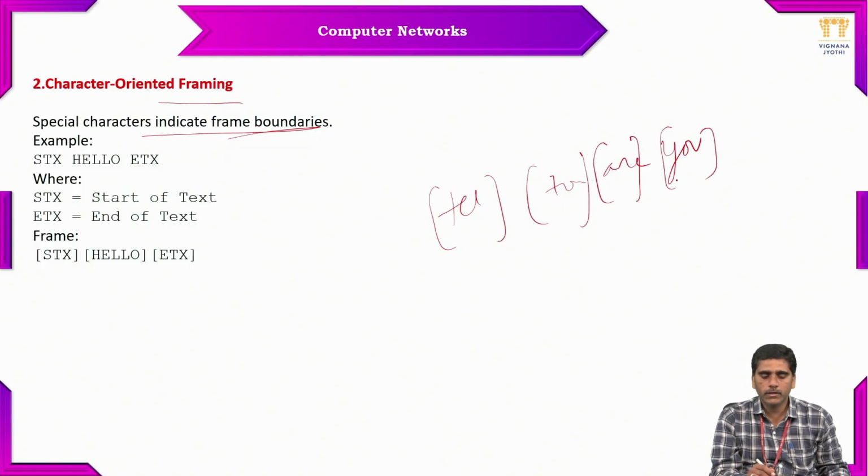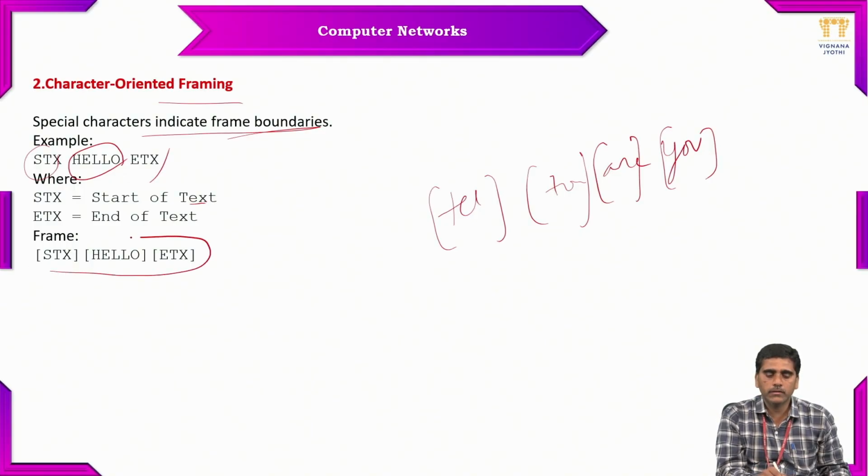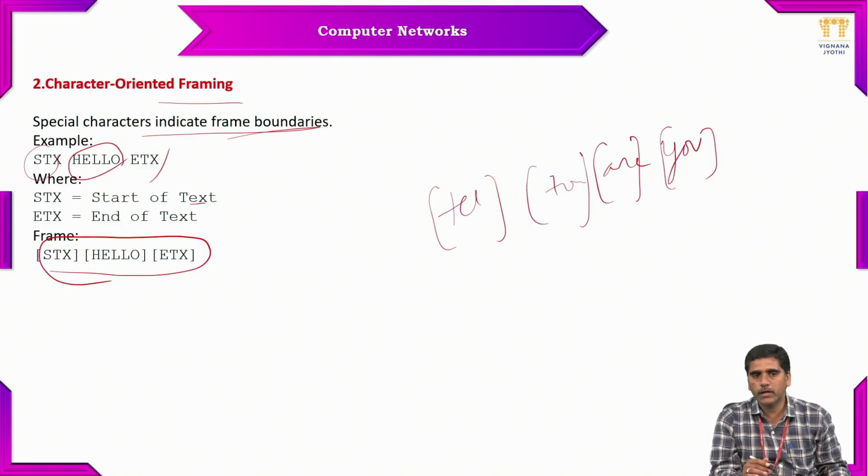So here, take an example. Hello is the message that you are going to send to the receiver side, and you can indicate the boundaries with special characters. STX and ETX are the special characters for the starting of the text and the ending of the text. Those are frame boundaries. So the frame will be STX hello ETX. These two show the boundaries of the particular data.